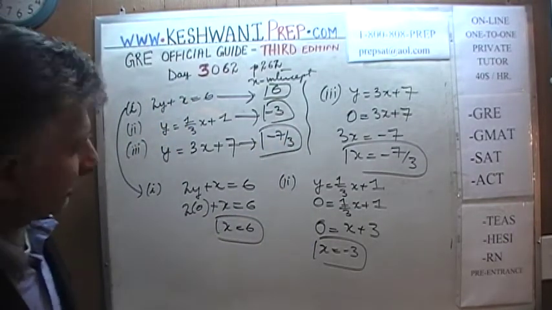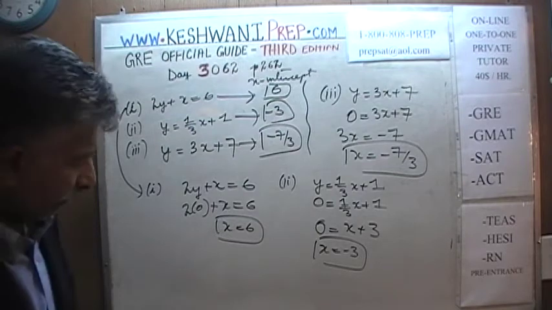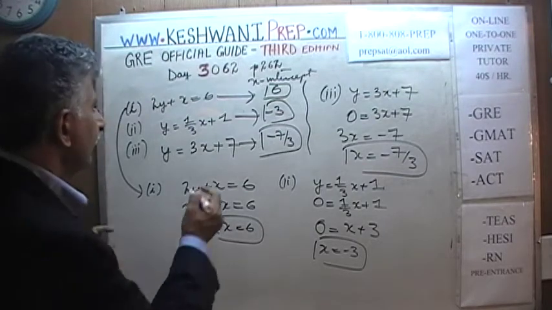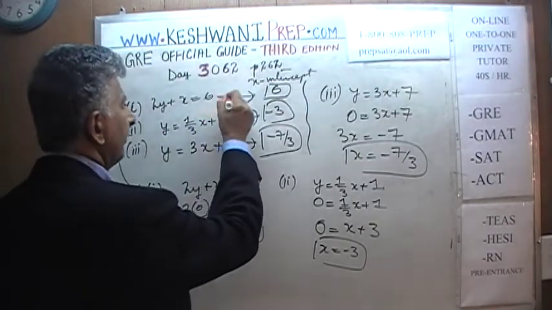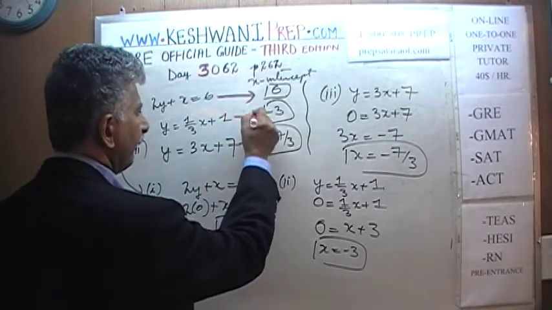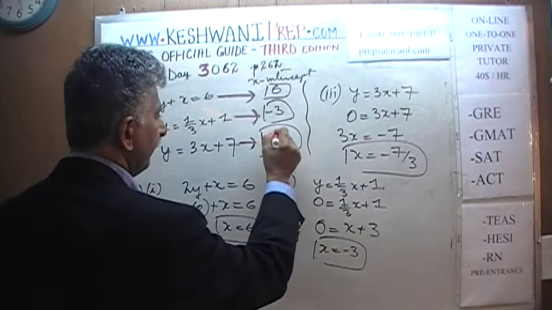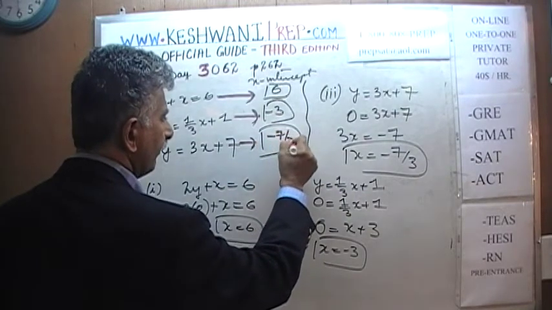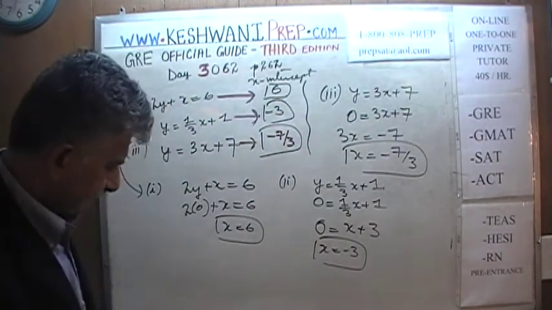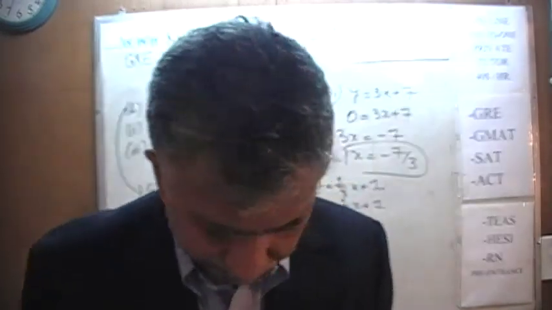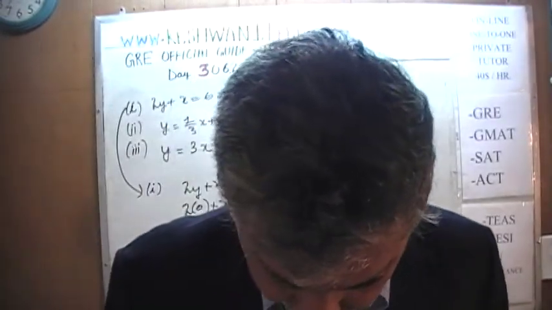There you have it. Those are the three x-intercepts that we were looking for. For the first one, the x-intercept happens to be 6. For the second one, it happens to be negative 3. And with the third one, we just found out, it was negative 7 thirds. That was the end of it. That was problem number 18.